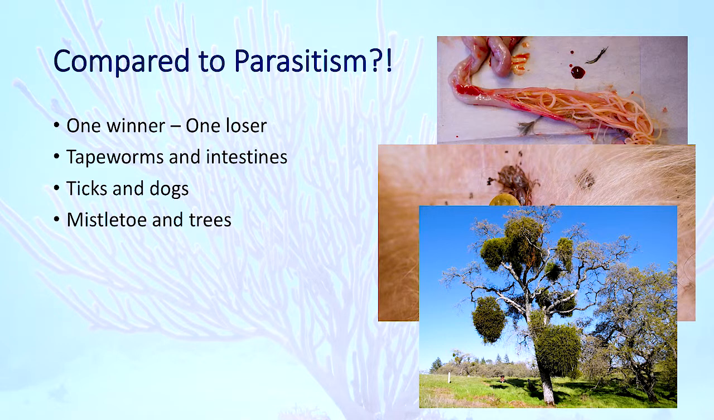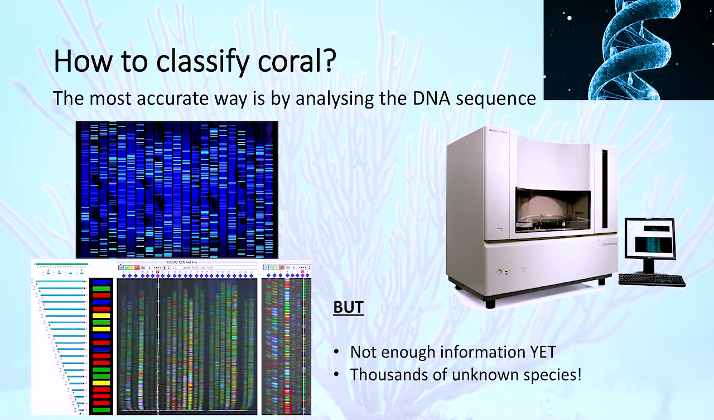As well as this, you have ticks and dogs, and indeed any number of warm-blooded animals. As well as this, you have mistletoe and trees. So we can see here the mistletoe has actually invaded the tree, and it's taking all the nutrients from the tree, and it's not giving anything back to the tree. So we'll go back to coral now. So you have a general idea of what parasitism and mutualism is.